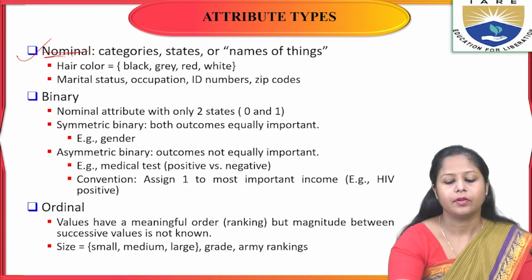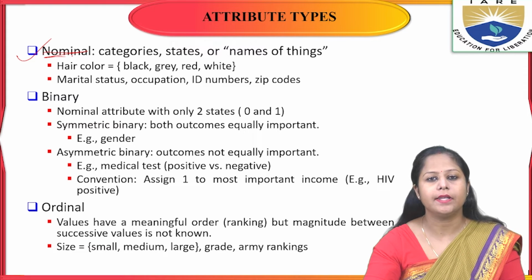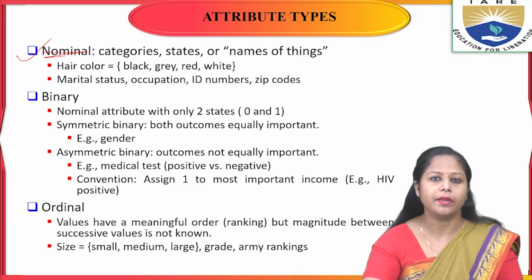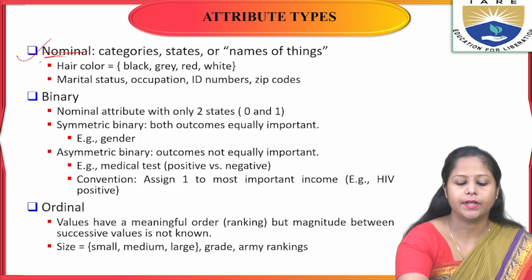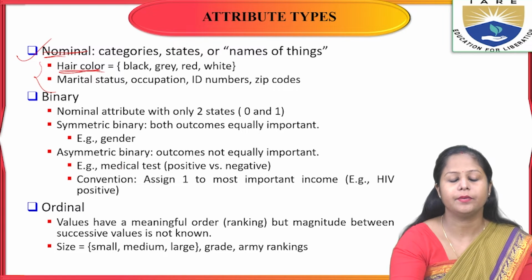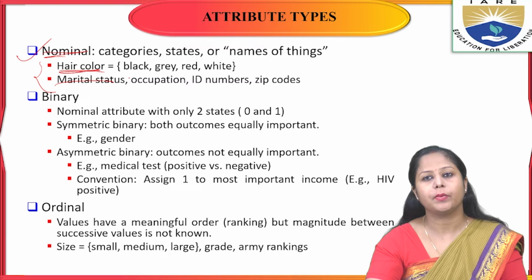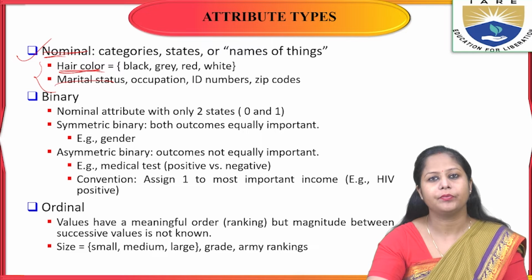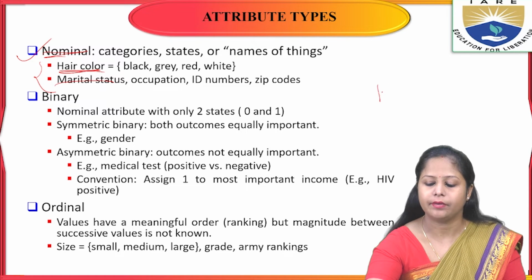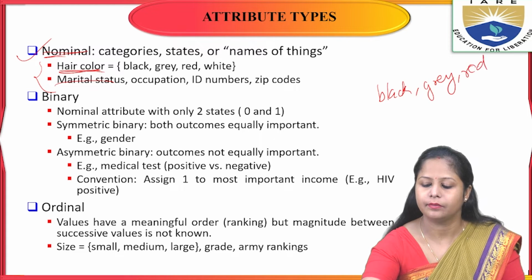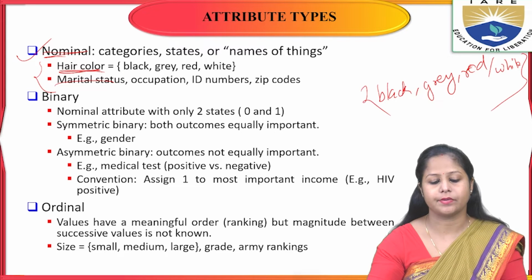Nominal. Nominal is the category, state or name of things. So what is a nominal attribute? It is nothing but the name of things. Examples are hair color, marital status, occupation, ID number, zip code. For hair color we have black, gray, red, white. So these are the names of things.